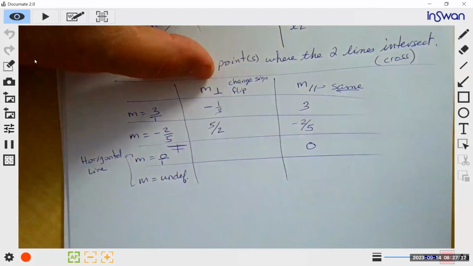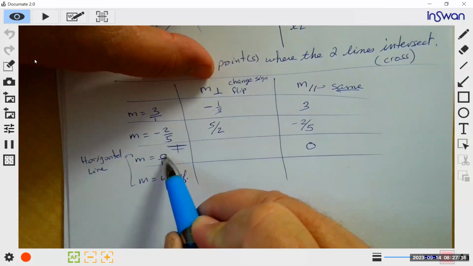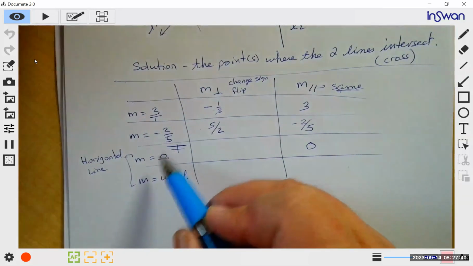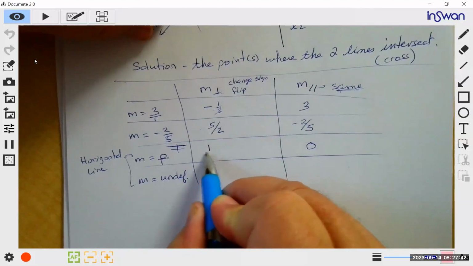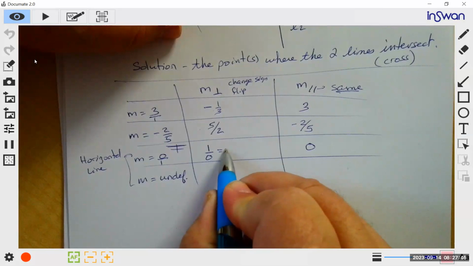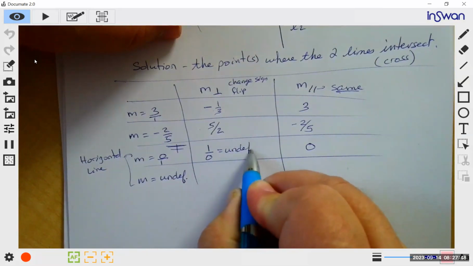What's the perpendicular? 0 doesn't have a sign because it's neither negative nor positive. So you flip it. This one becomes 1 over 0, which is undefined.